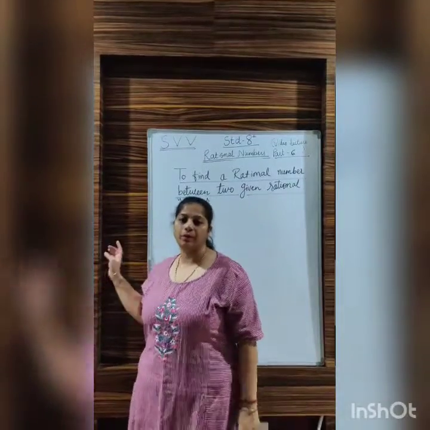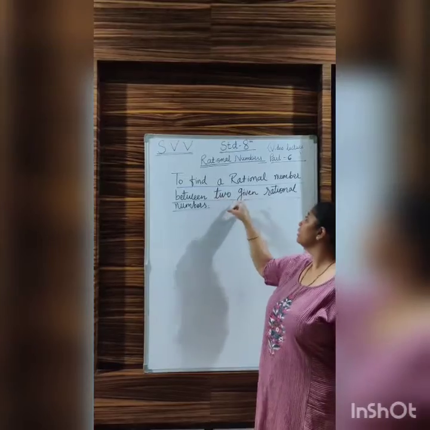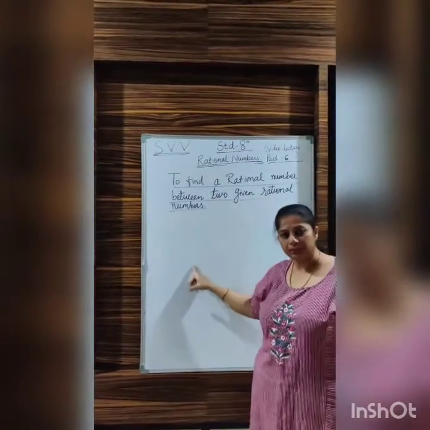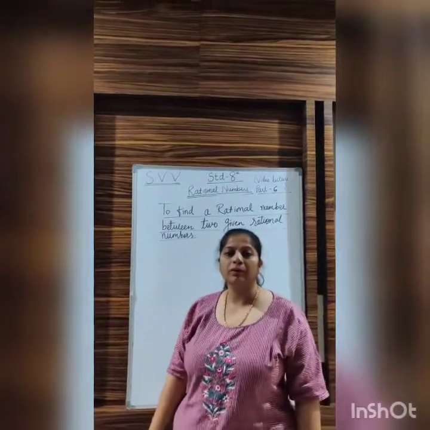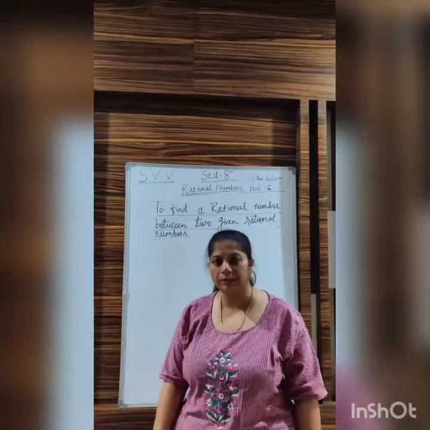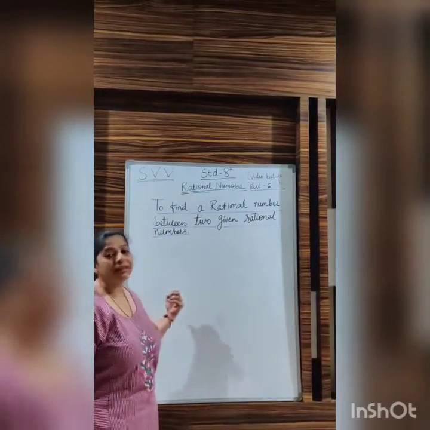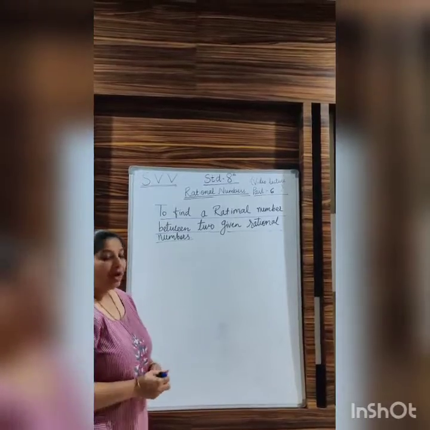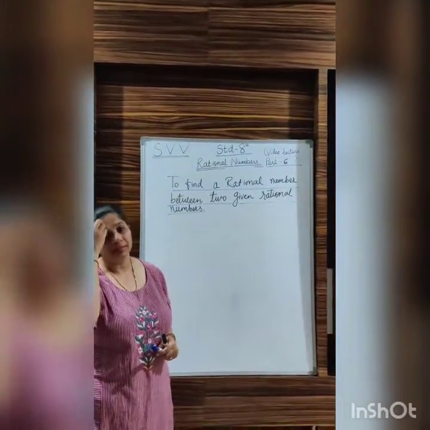The last topic of your chapter is to find the rational number between two given rational numbers. After this topic, we will go with the word problems on all the four fundamental operations of rational numbers. So this is your last topic of the chapter. Now we have learned in 7th standard how many rational numbers are between two given rational numbers.